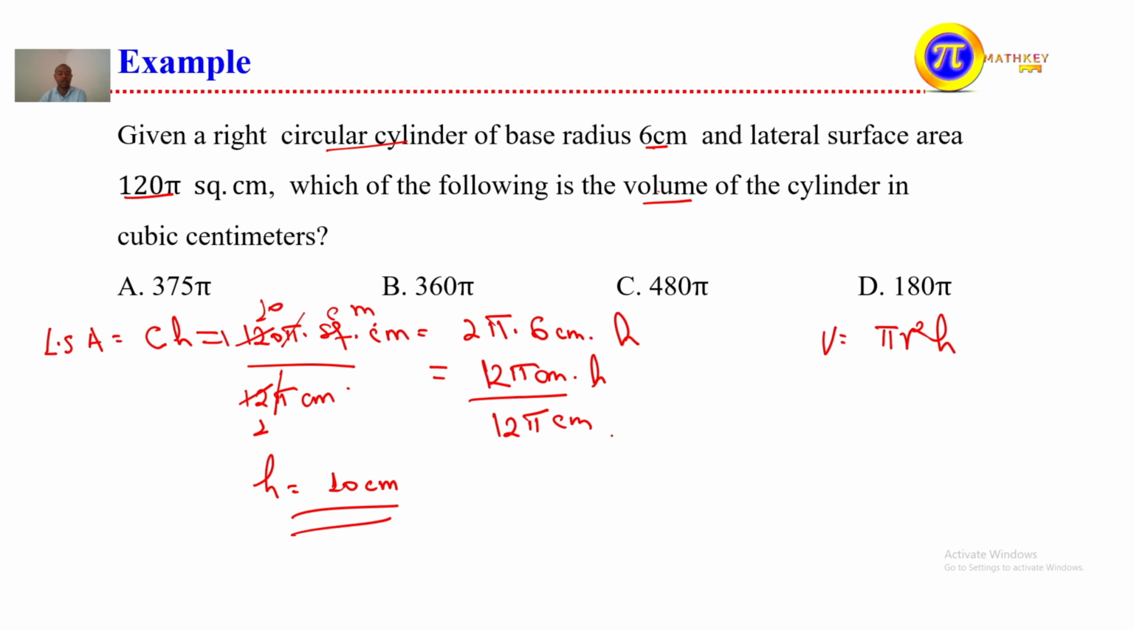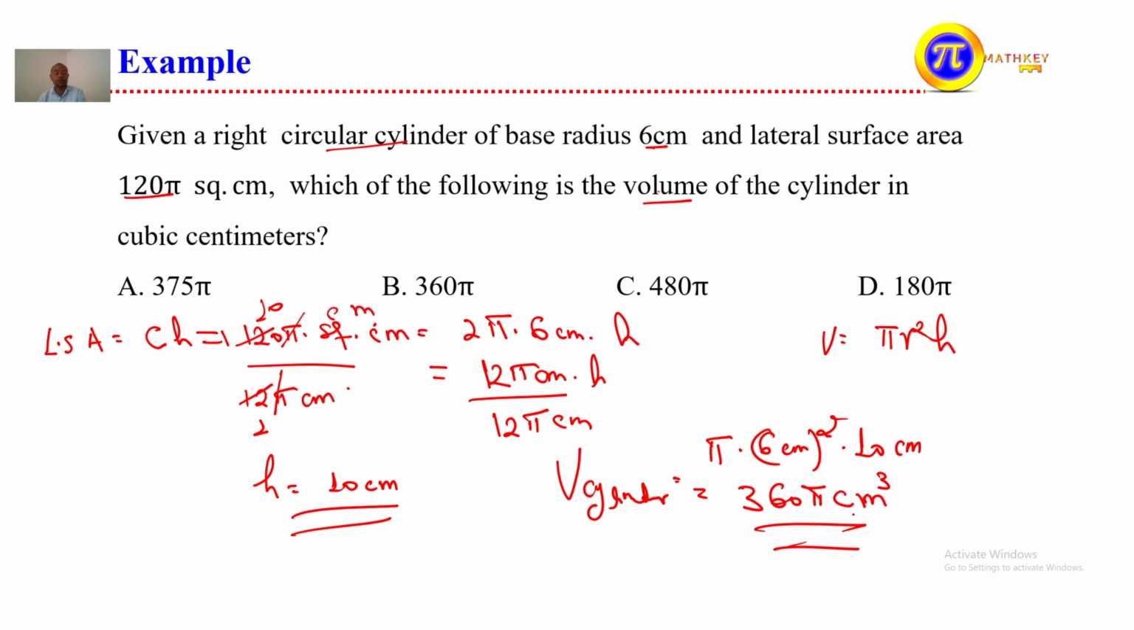After obtaining this value, we can find the volume of the cylinder. Volume of the cylinder, as we said, equals pi r squared times h, which is equal to pi times our r, that is 6 centimeter squared, times the height h, that is 10 centimeter. 6 squared is 36, 36 times 10 is 360 pi cubic centimeter.